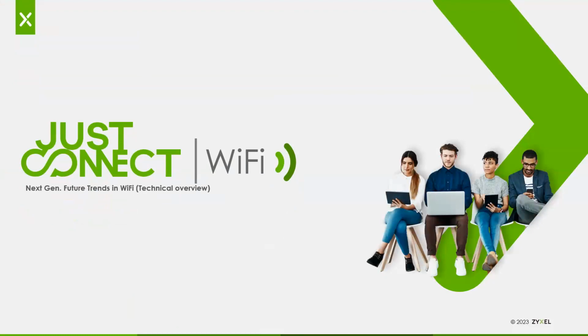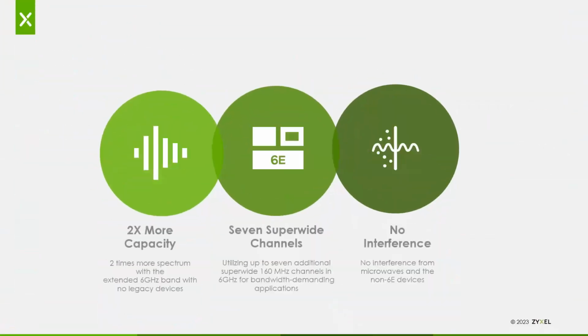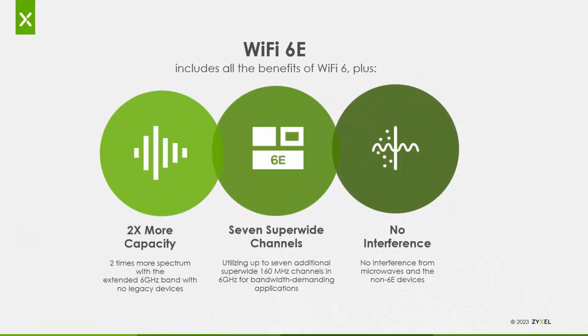So that's it as far as the general hardware overview goes. Now we'll talk about 6E a little bit more. So 6E just indicates Wi-Fi 6 that has been expanded to also support 6 gigahertz space.